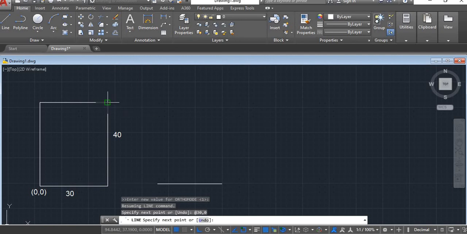And the coordinate of this point will be shift 2, 0, 40. This is the upward direction, so we take the positive sign. This one is opposite to this direction, so we take the negative sign, so that is shift 2, minus 30, 0.